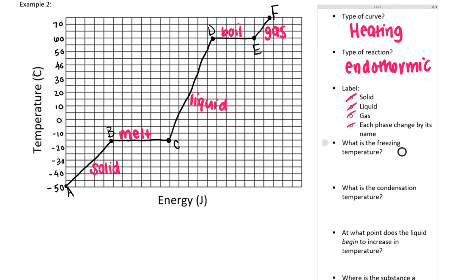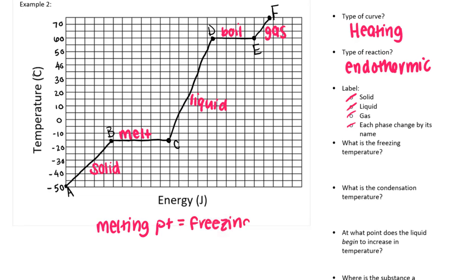All right, next question. Sometimes a tricky question for students. What is the freezing temperature? So the melting point is going to be equal to the freezing point. These two phase changes will always occur at the same temperature. So I see that the melting point is -15 degrees Celsius. That means the freezing temperature is also -15 degrees Celsius.